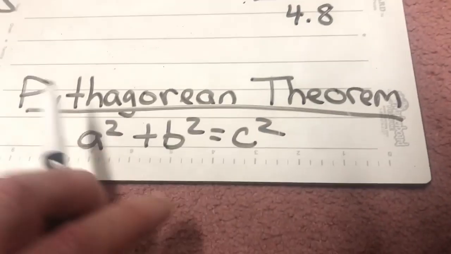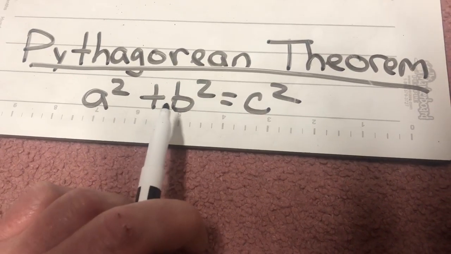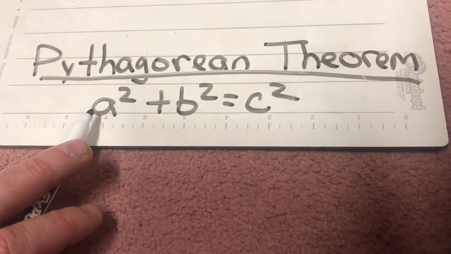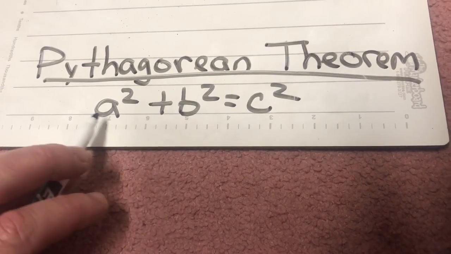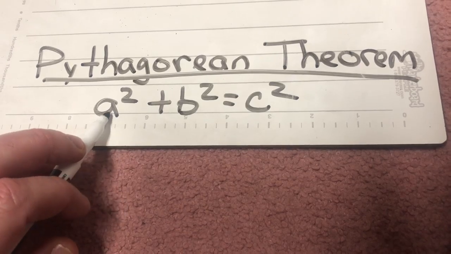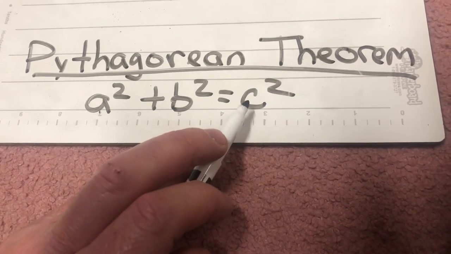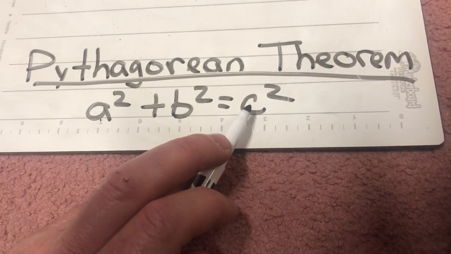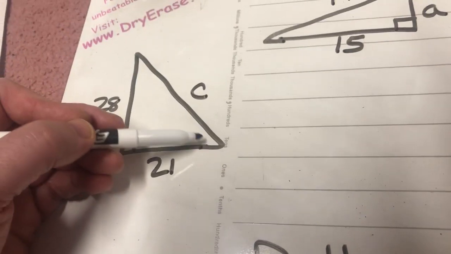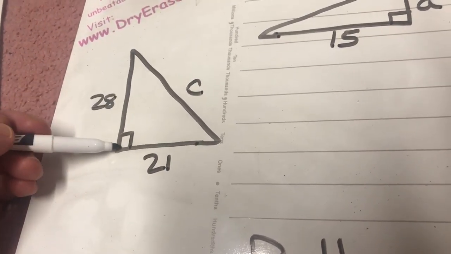And so the Pythagorean theorem states that a squared plus b squared equals c squared. The idea being that two of the sides of the triangle, A and B, equal c squared. Now, c is always the hypotenuse. The hypotenuse is the long side of the triangle, which is opposite of the right angle.